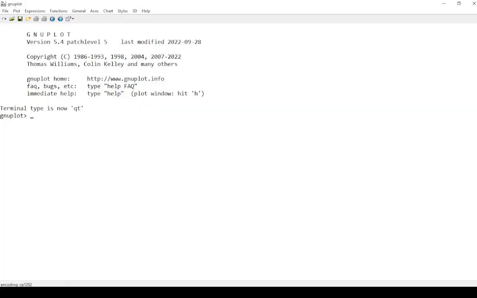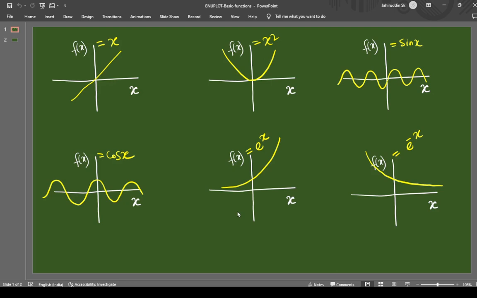So this is your GNUPLOT window. If you use Linux, then this looks a little bit different, but the very basic commands will be the same. Don't worry about it. We'll start from functions. You might already know from your basic mathematics knowledge that there are very simple functions. Say if you plot y equals x versus x, you'll just get a straight line.